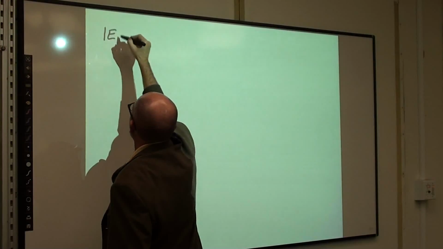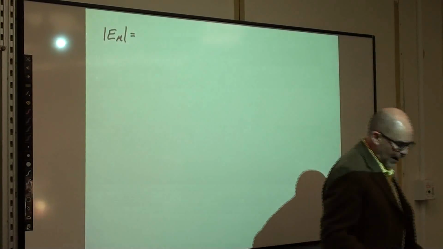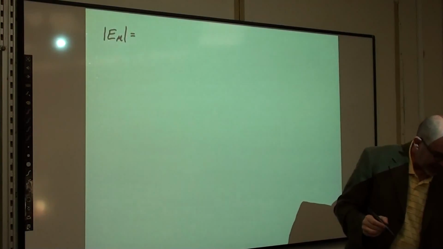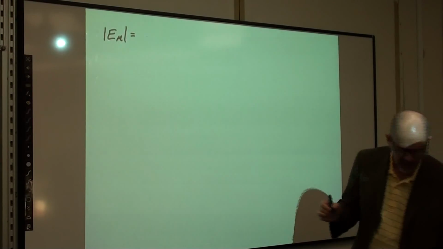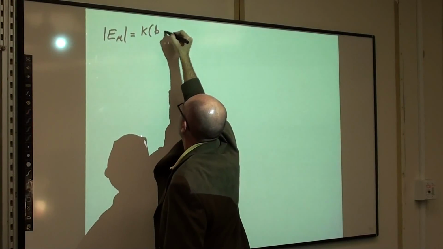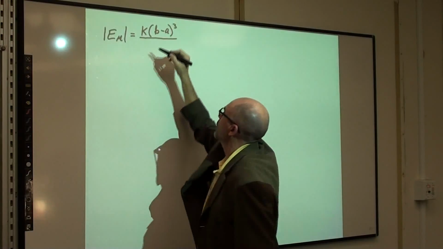All right, error of midpoint. Now, first of all, we need to find k. So the error of the midpoint is going to be k times b minus a cubed all over 24n squared.